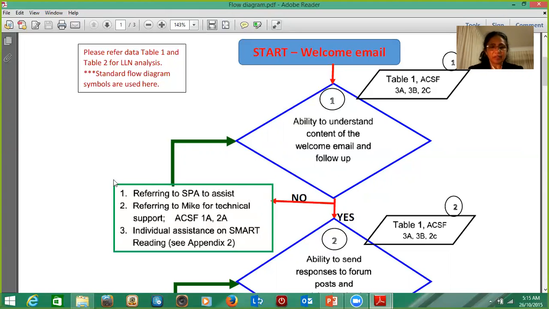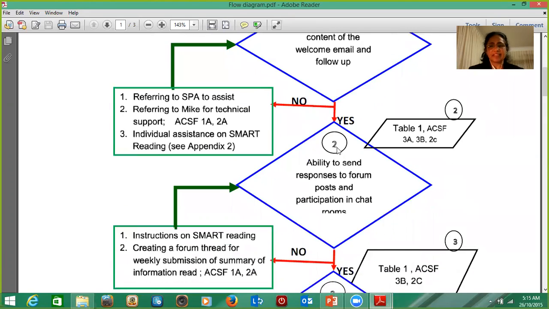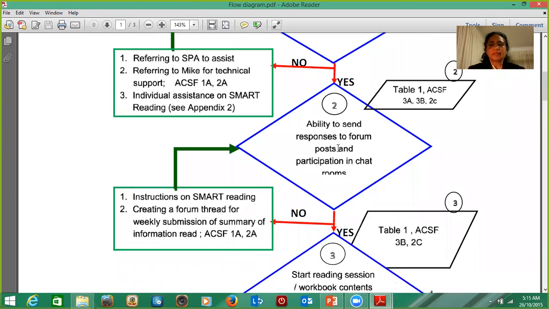That's what I put under process here, referring to a student progress advisor to help, or referring to a technical coordinator or individual assistance on any defects identified. So then that's again looping. Once they bridge the gap, they're coming back to the mainstream and following number 1. So they become yes.